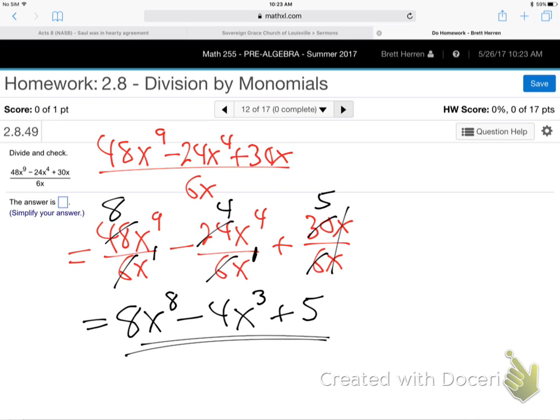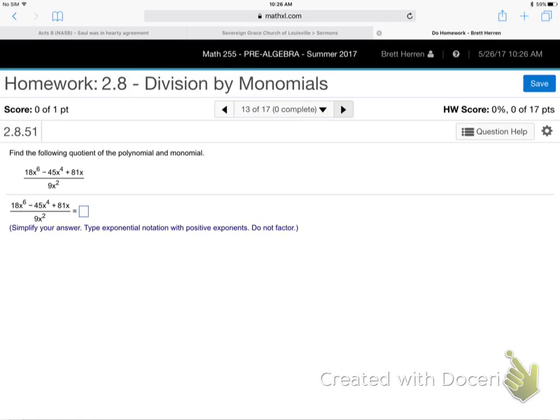How we doing? Questions on that? No questions? That good? So these are easy. This is easier maybe than the last section, huh? When you said lead us through another one like it, this will be like it. This will do that same kind of weird thing. So let's try this one. 18x to the 6th minus 45x to the 4th plus 81x.